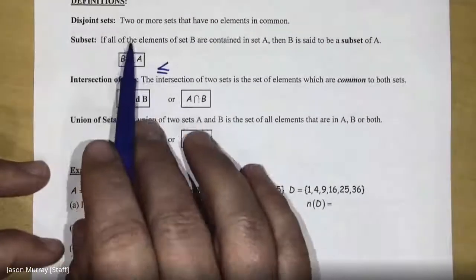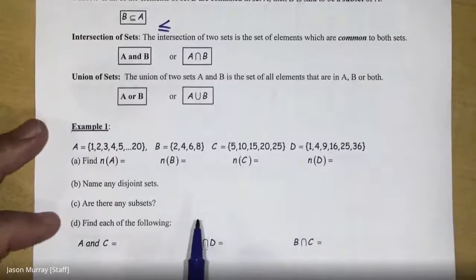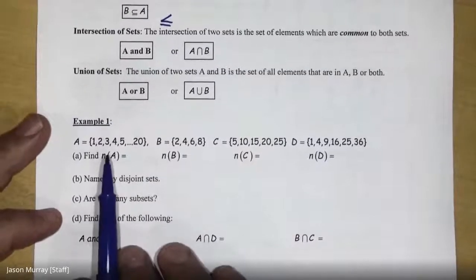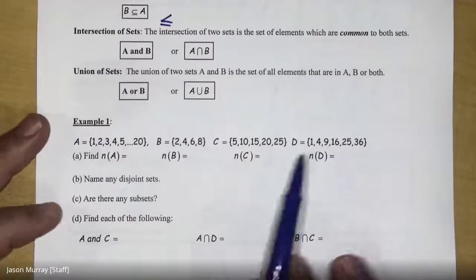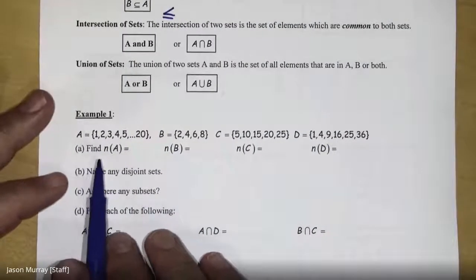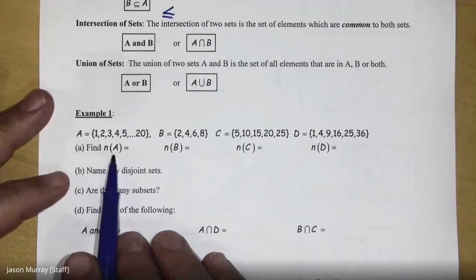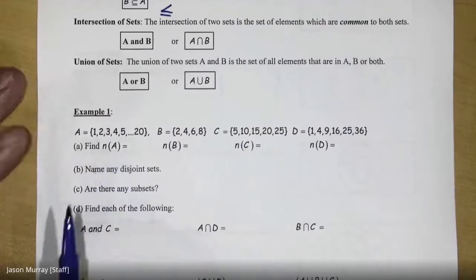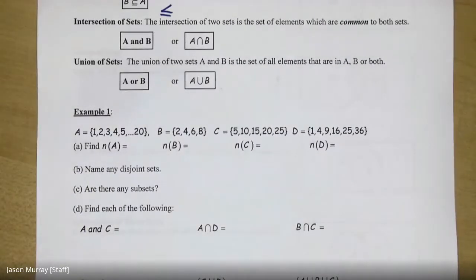So keep those in mind as we try example 1. Here we have 4 sets, A, B, C, D. There's different numbers in each set. In set A, what is N(A)? What would N(A) be equal to? And raise your hand. Hannah? There are 20 elements. There are 20 elements in set A. Good. So 20 there.